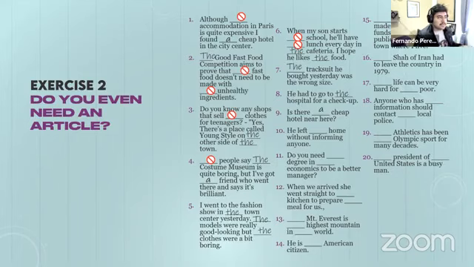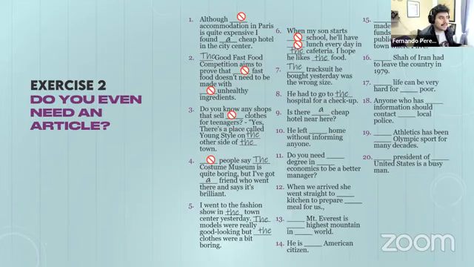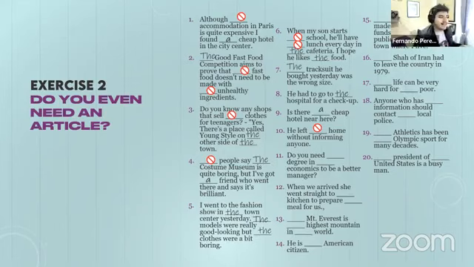Excellent. Let's go to number 10. Alex. He left home without informing anyone. That is correct. Without article, right? Very nice. That's good. Number 11. Who's got number 11? Connie. Do you need a degree in economics to be a better manager? Excellent. A degree in economics, without article, no? Yes. Perfect.